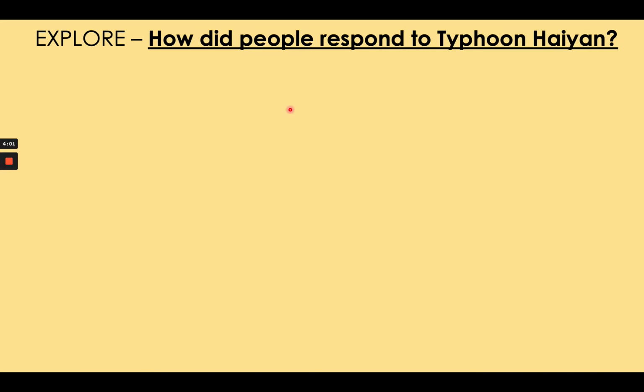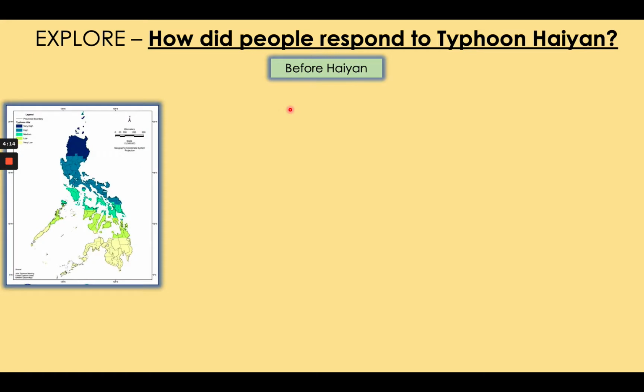So the first thing you need to know is that a response to a tropical storm and any natural hazard actually happens before the storm or the hazard even occurs. So how did the Philippines prepare before Haiyan hit? Well, the first thing they did was create these. This is a map of the Philippines, and as you can see, it's in different colors. And the different colors show the chance of areas of the Philippines being affected by tropical storms.